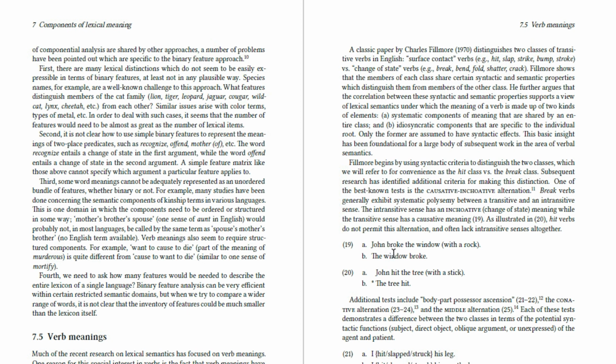John broke the window. The window broke. You will look at it and find there is something missing: the window is broken. That's how we look at the sentence correctly. Break verbs here generally exhibit systematic polysemy between transitive and intransitive senses. Intransitive here means inchoative change, and causative means it is caused by something. The window broke, caused by something.